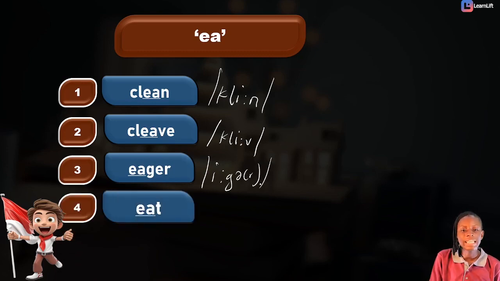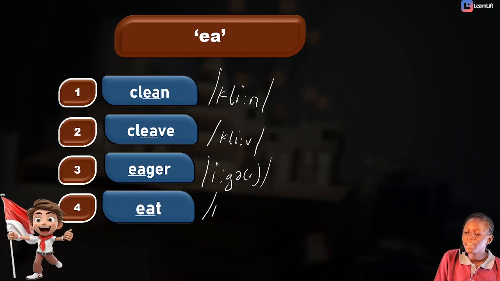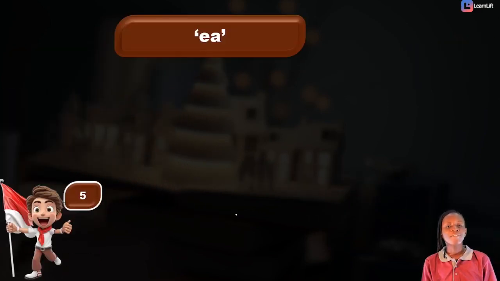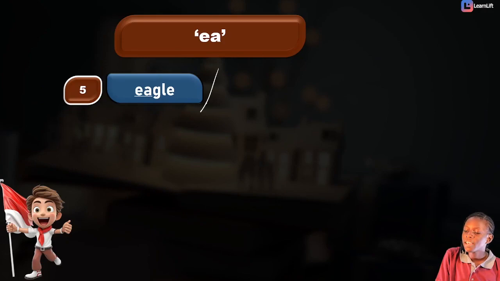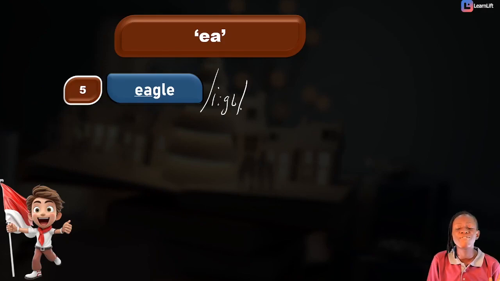Next I have eat. My eat, I have eat. Next I have eagle. Now transcribe eagle alongside. We have eagle. Very easy. Pronounce as transcribed. Transcribe as pronounced. Only what is heard should be what is transcribed.